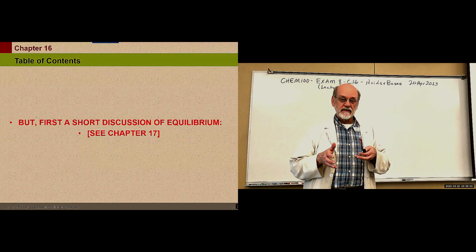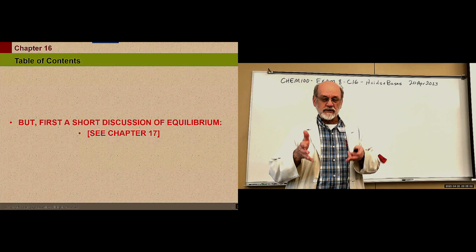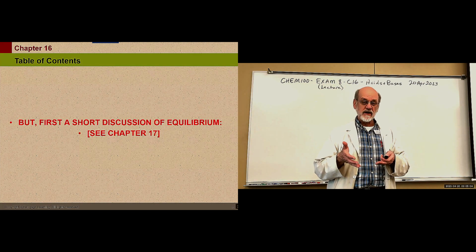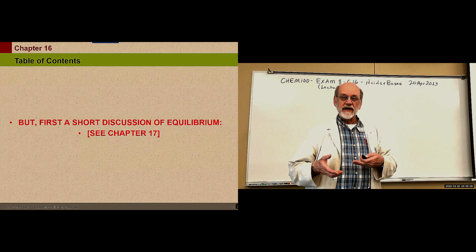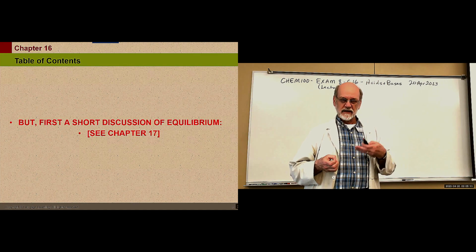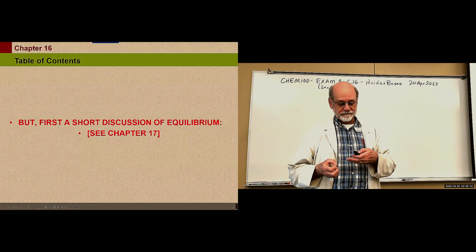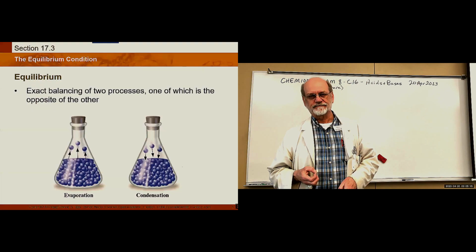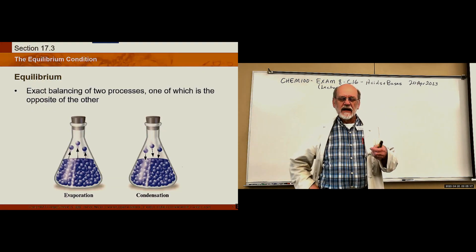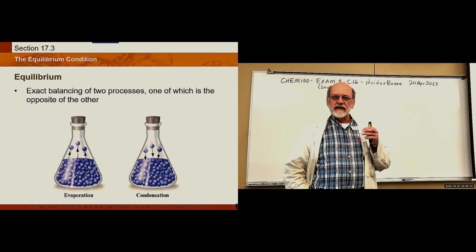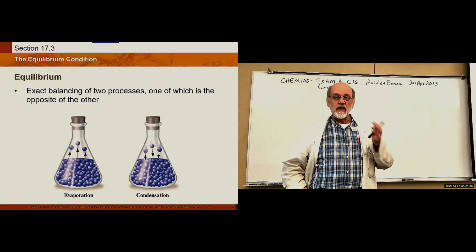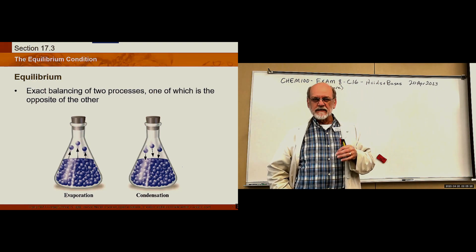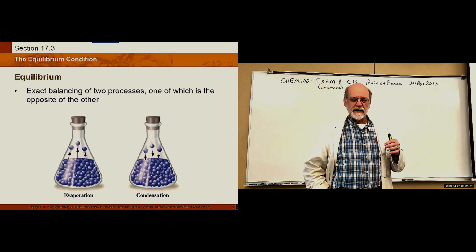And the reason that I've introduced this part of chapter 17 into chapter 16 discussion is because acid bases are better understood if we have a basic understanding of equilibrium. So here goes. Equilibrium is an expression we use in chemistry and physics, referring to two opposing processes.